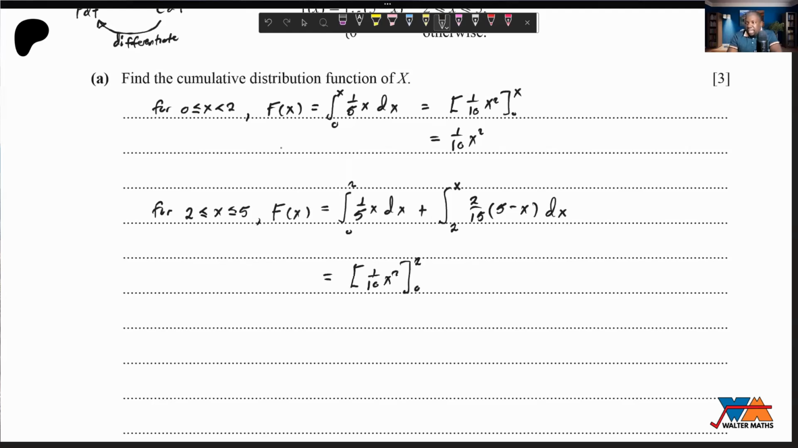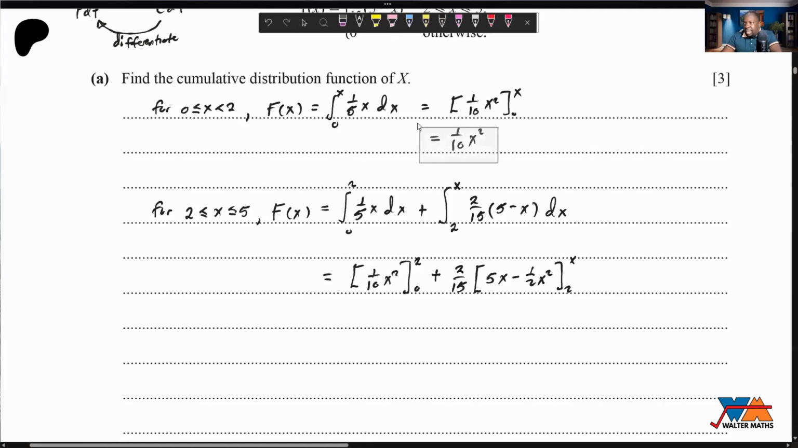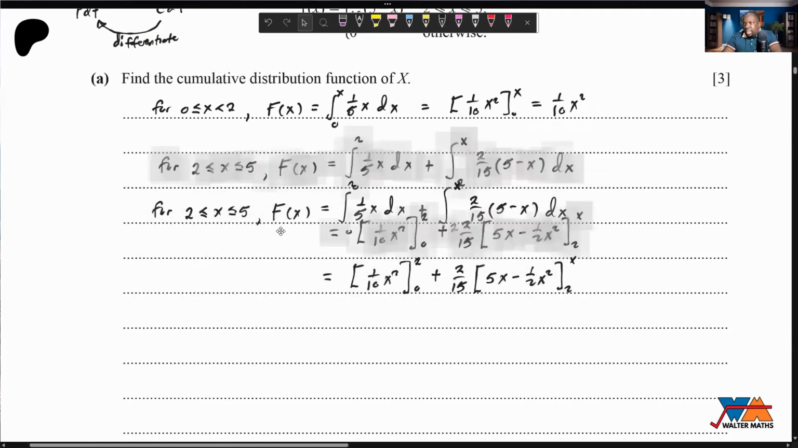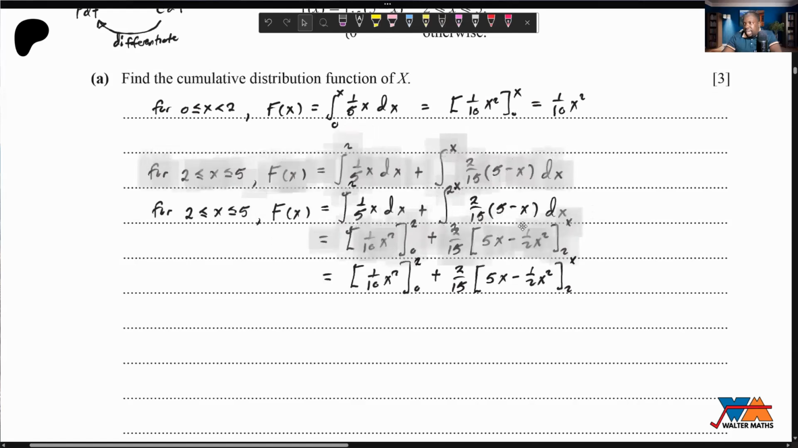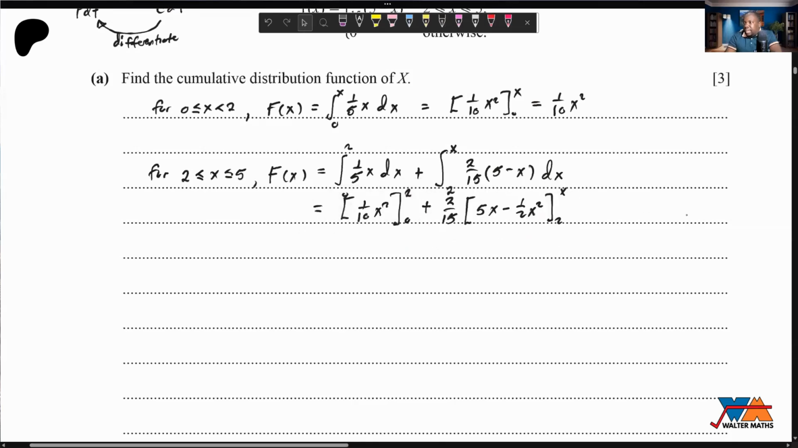and that's going to be plus 2/15 of 5x minus half x squared, from 2 up to x. All right. So we've got little space, so we're just going to maximize the space we've got. I'm going to move this up maybe to this line, and I'm going to move this up again so that we have enough space to do what we need to do.